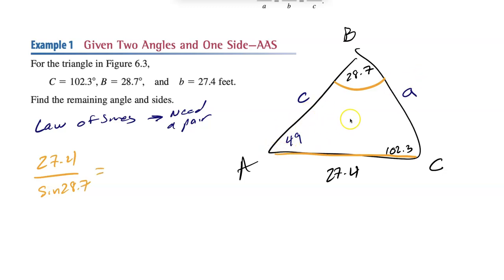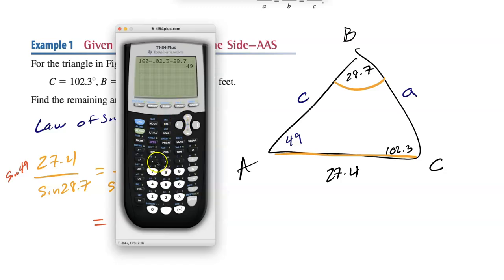Let's go with a first. We're going to put the side first, so a on top over the sine of the angle, sine of 49. And then we just cross multiply and solve. Or actually, you can multiply both sides by sine of 49. These cancel out, and you get a equals, I'm going to put that all into our calculator: sine of 49 times 27.4 divided by sine of 28.7.